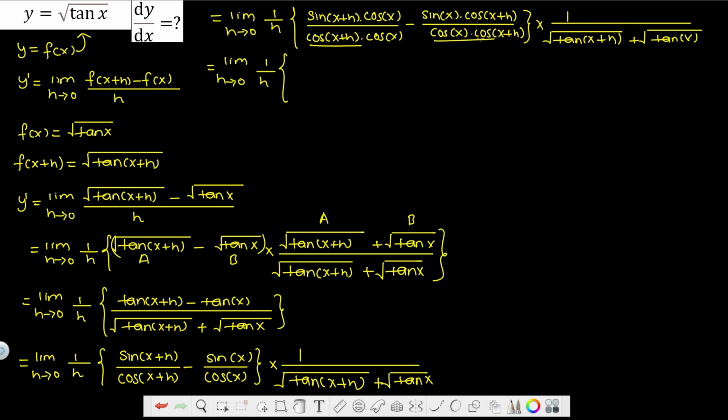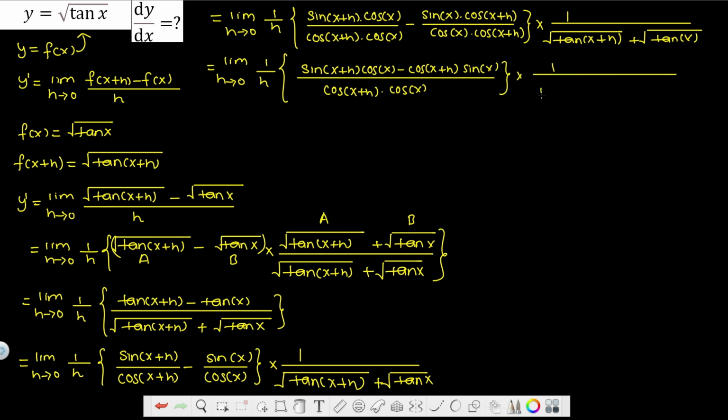Since we have common denominators, we can write it as sine x plus h cos x minus cos x plus h sin x over the single common denominator, cos x plus h times cos x, times 1 over the square root of tan x plus h plus the square root of tan x, equals limit h tends to 0, 1 over h.